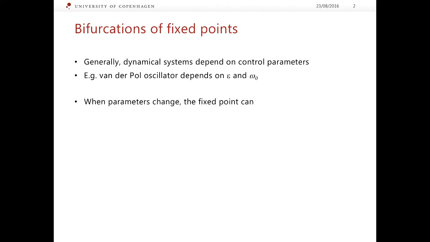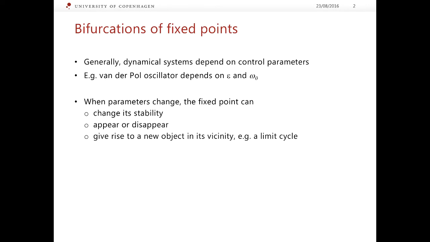Generally, when the parameters of a dynamical system change, the fixed point can change its stability, or it could appear, or it could disappear altogether, or it can give rise to a new object in its vicinity. For example, nearby the fixed point, a limit cycle could be born.